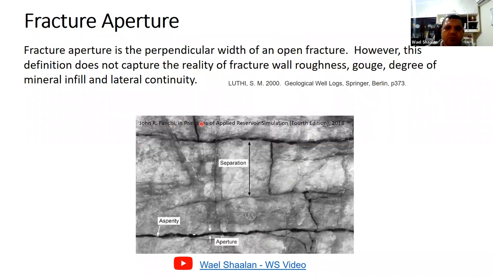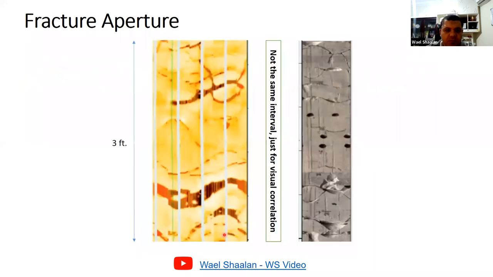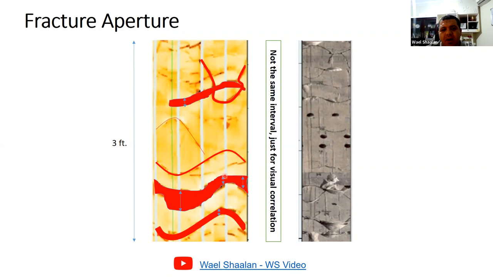Fracture aperture is simply the width of the fracture, the perpendicular width of the fracture. However, fracture aperture may not be consistent along the fracture itself because of roughness and tightness in some areas. But the perpendicular width of the fracture, the opening of the fracture itself, we call fracture aperture. To understand more, here we have different shapes. All these are open fractures, but with different apertures. See the widths of the fracture itself. We end up with different widths of the fracture. So this perpendicular width of the fracture we call the fracture aperture.